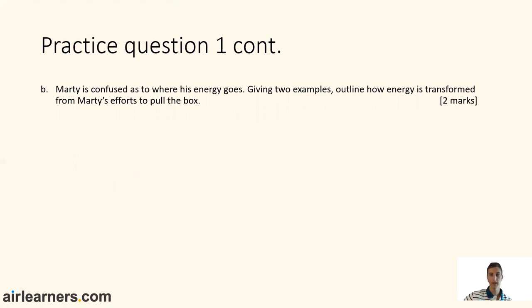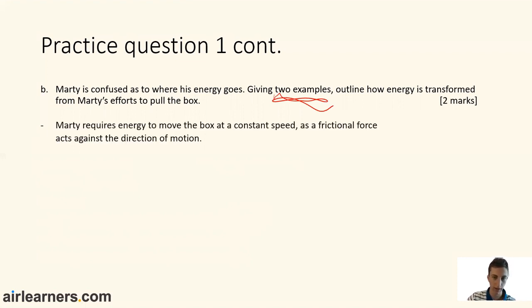All right, now that you've had an opportunity to do that question, let's have a look to see what I would do. So the first thing that I would be looking at is I have to give 2 examples. There's probably 1 mark for each of those 2 examples that relate to the question. This is what I would say. Marty requires energy to move the box at a constant speed as frictional force acts against the direction of motion. So that's just relating back how energy is appropriate in describing our situation, because we require a force to pull it forwards.